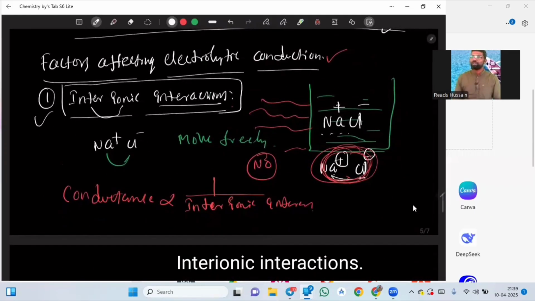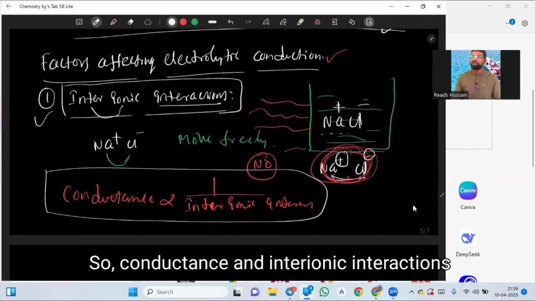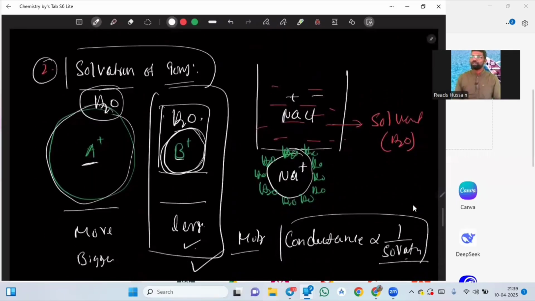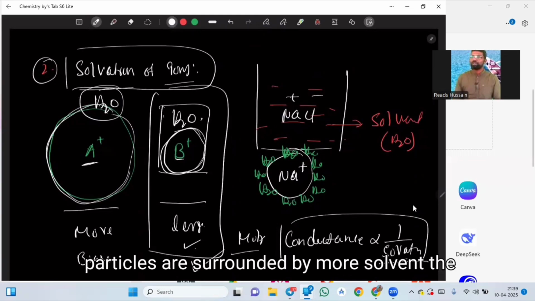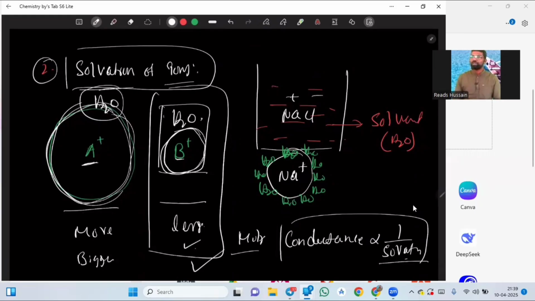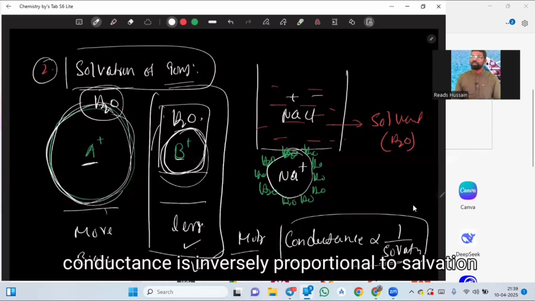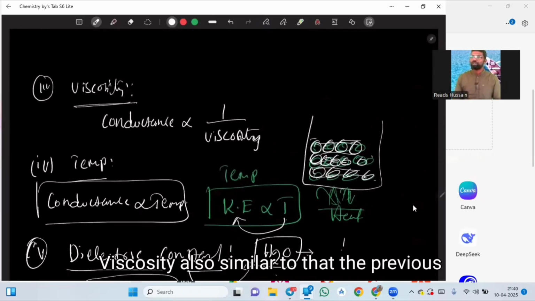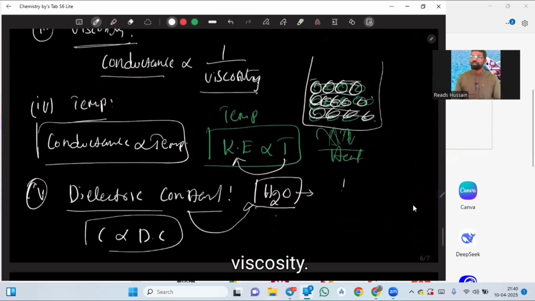Interionic interactions. If interionic interactions are more, conductance will be less. So, conductance and interionic interactions are inversely proportional. Solvation of ions. If there is more solvation, means if the particles are surrounded by more solvent, the size becomes more and they cannot move freely. Small ions move freely compared to large ions. So, conductance is inversely proportional to solvation. Viscosity. Viscosity is also similar to the previous one. So, conductance is inversely proportional to viscosity.